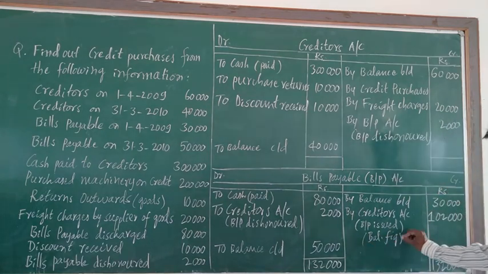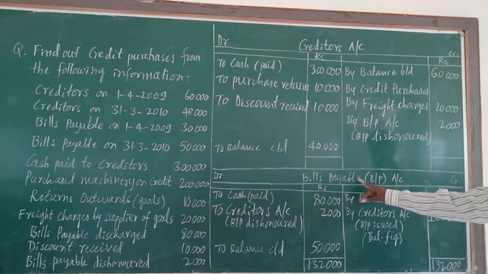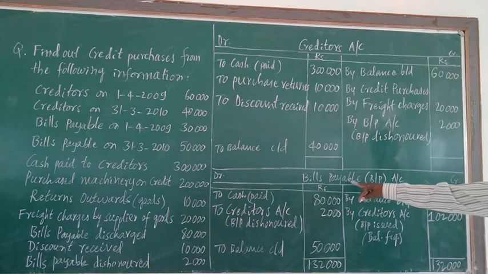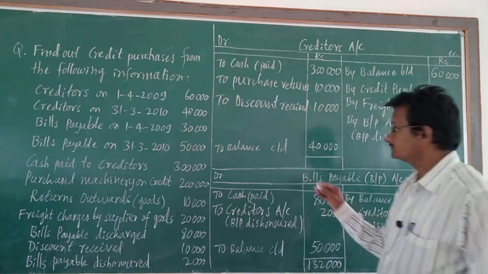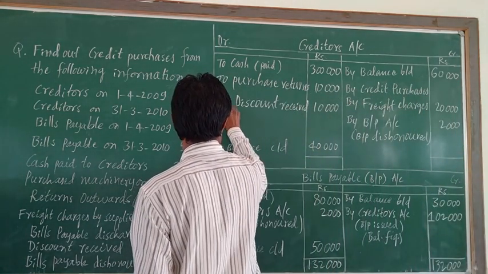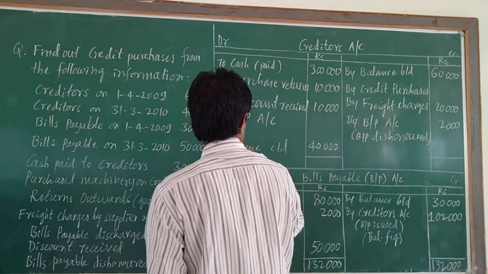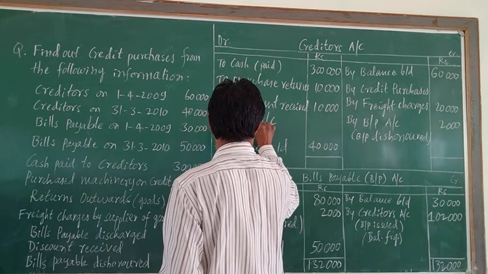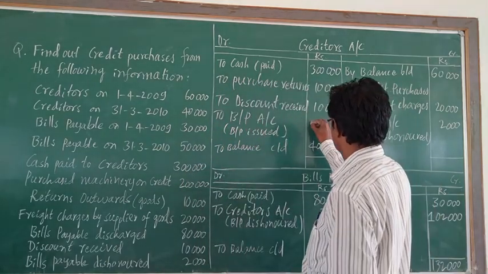This is the balancing figure. For this entry we have to make a contra entry, as we have written in bills payable account by creditors account. In the creditors account we have to write as to bills payable account, bills payable issued. The amount is 1,02,000.